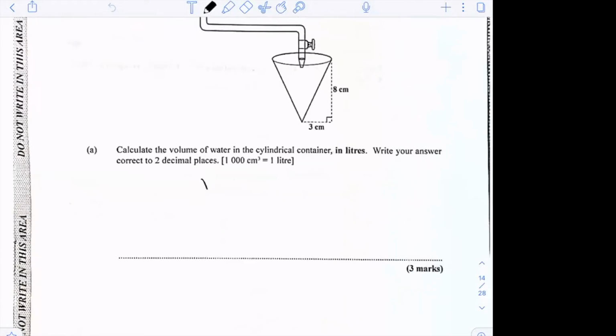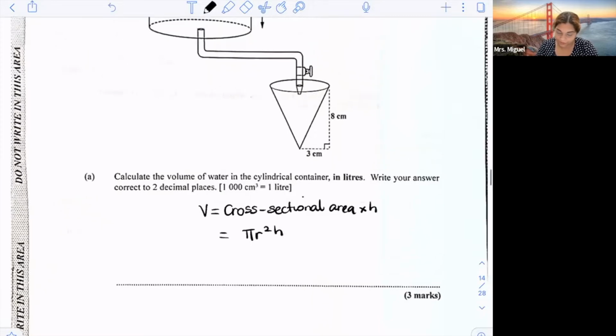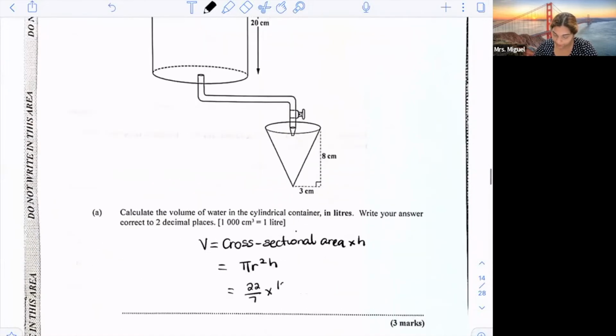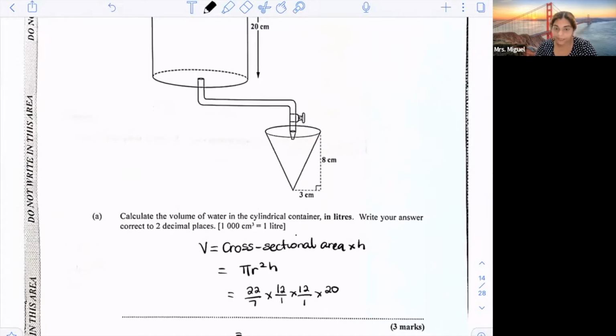So volume is cross-sectional area by height. Cross section is a circle, so it's pi r squared h. So 22 over 7 multiplied by the radius, which is 12, over 1 by 12 over 1 multiplied by 20. Work it out and give me your answer correct to 2 decimal places.